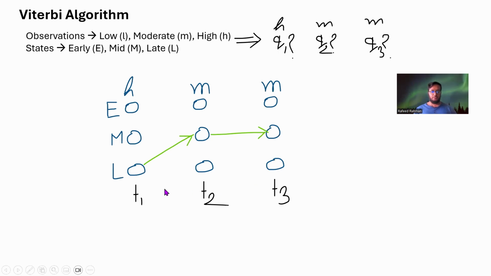This is how we can represent this problem. In the first time step T1, we have observed H, a high ctDNA level. Then in T2 we have M, in T3 we have M. We can have any combination of these 3. Suppose the combination that we are seeing in the green arrow is the best combination. That means the answer will be late stage L, then mid stage M, then again mid stage M. That will be the answer for Q1, Q2, and Q3, and this sequence will have the highest likelihood or probability value. Now again, this is the answer, but how do we get to this answer? That is what I'm going to describe now.